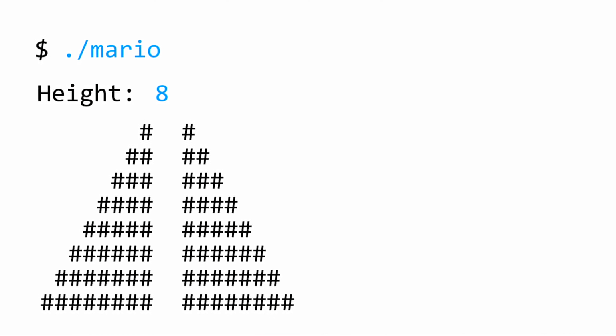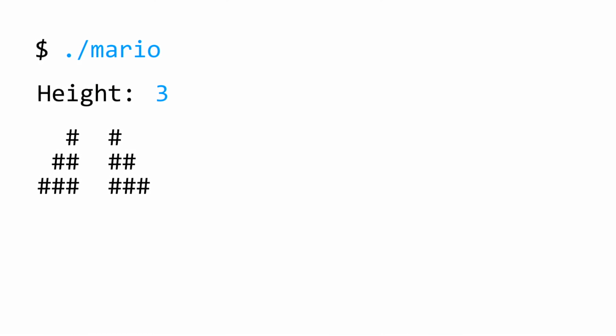How should your program work? Well, if the user runs ./mario, they should be prompted to type in a height, any number between 1 and 8 inclusive. If they type in the number 8, for example, this is what should be printed to the screen. Two pyramids, one right aligned, one left aligned, separated by two spaces in the middle, with a height of 8. And of course, if the user typed in a different number, for example, a height of 3, then you should display two pyramids with a height of 3, also with the two-space gap in between.